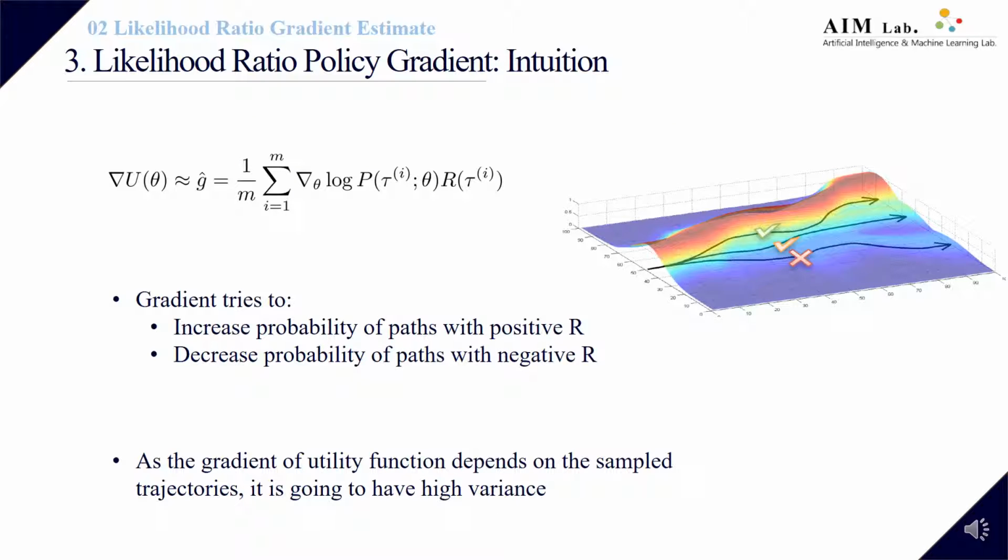Let's briefly see what the likelihood ratio policy gradient does graphically. There are m equals 3 paths shown, and each of them has good, which is positive, medium, and bad, which is negative rewards. Here, the gradient tries to increase the probability of paths with positive R and decrease the probability of paths with negative R. Also, note here that the gradient of the utility function depends on the sampled trajectories. It is going to have high variance depending on the path it takes. This high variance is a major problem of policy gradient, and we'll cover it in the next section.